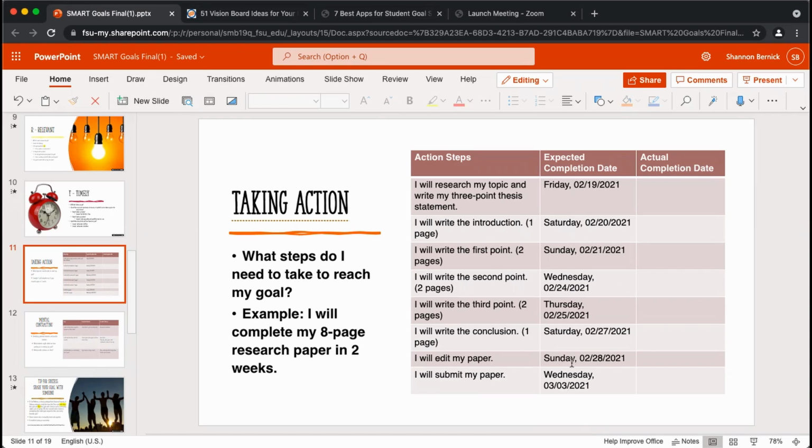So this is just an example of how you would set that very specific goal and then how you might track it while you're recording your progress on just a really little table that you could either create on your computer or you could even keep it by hand.